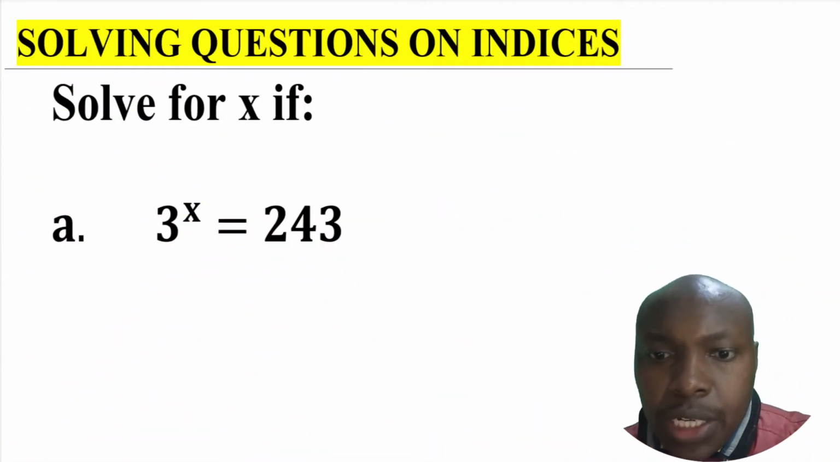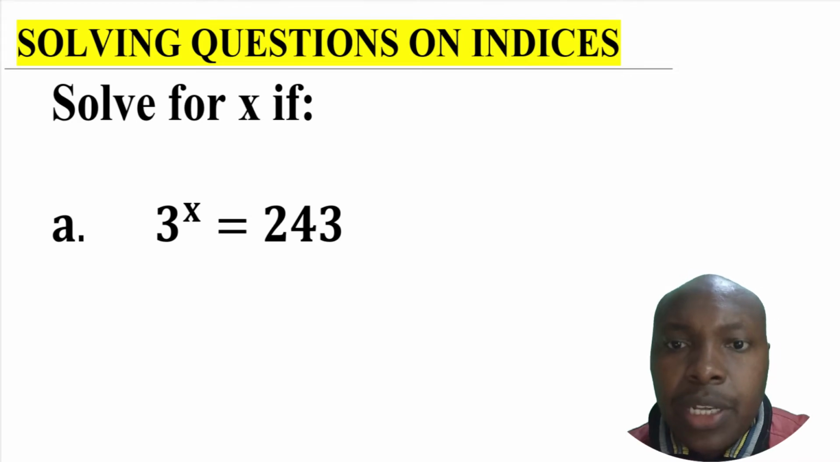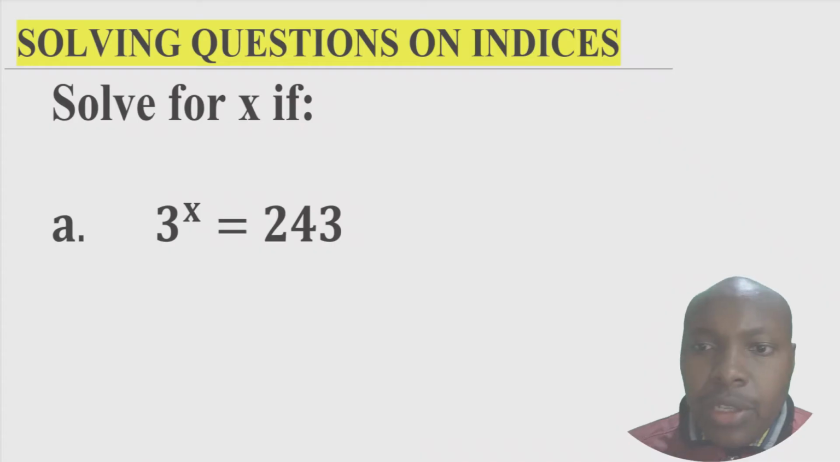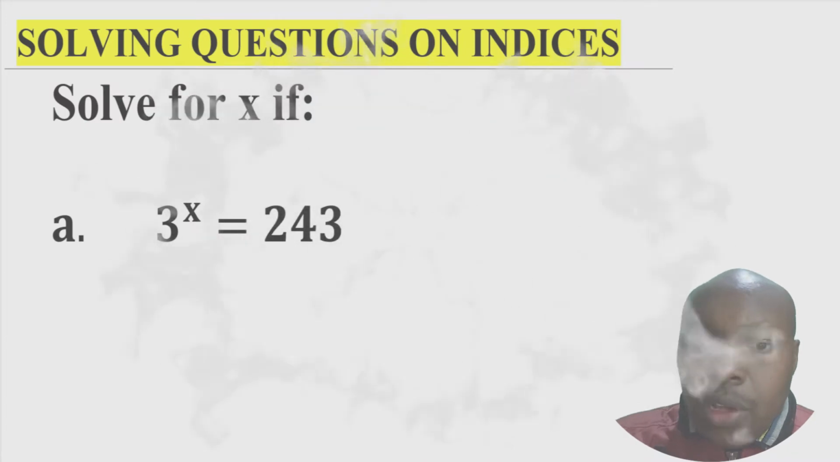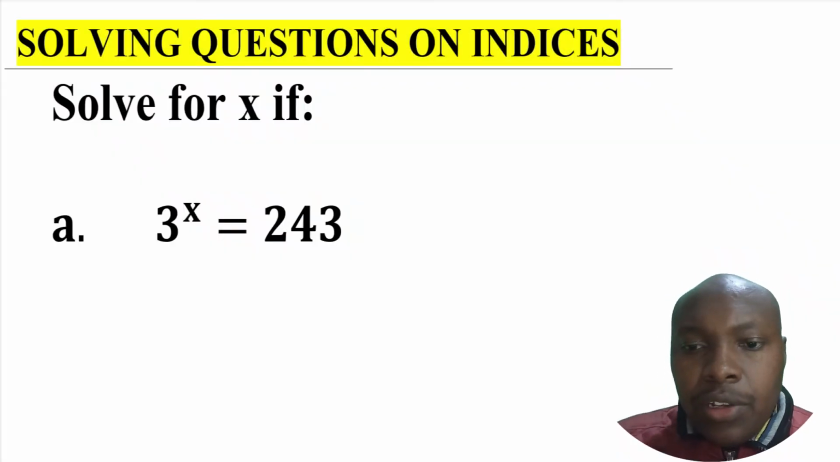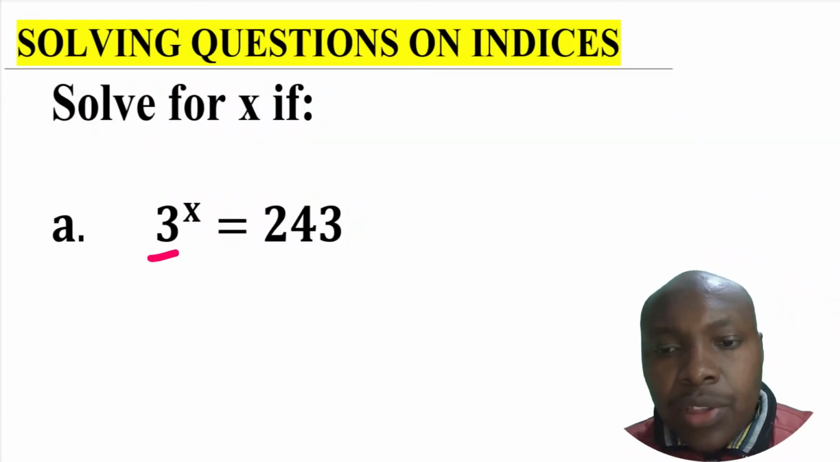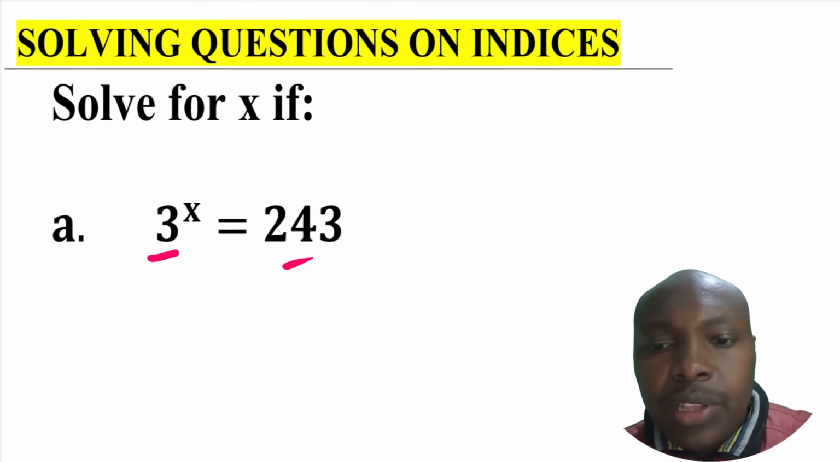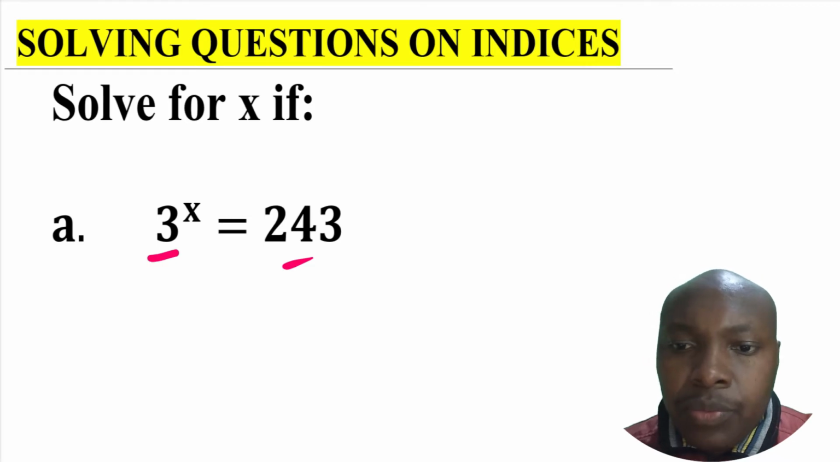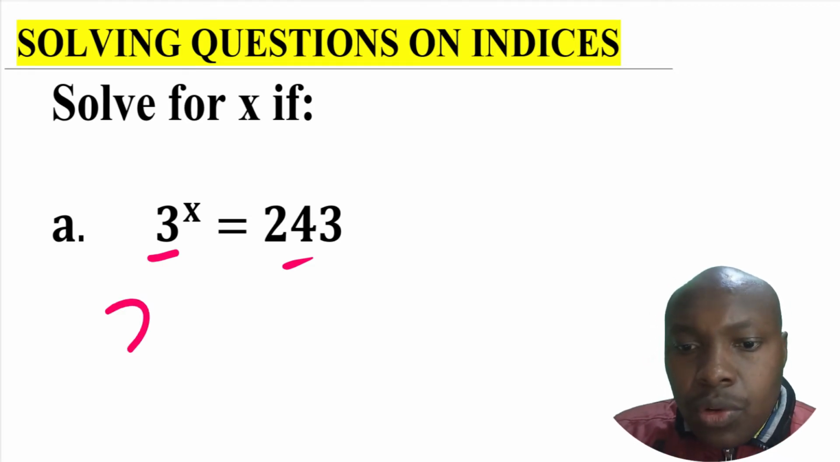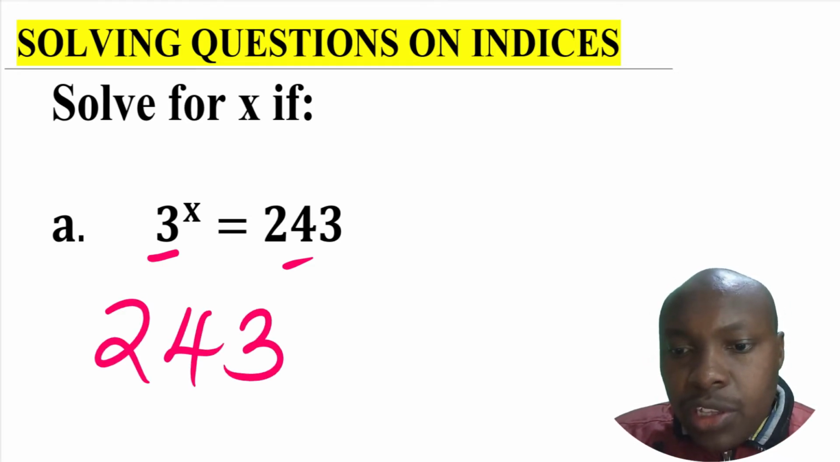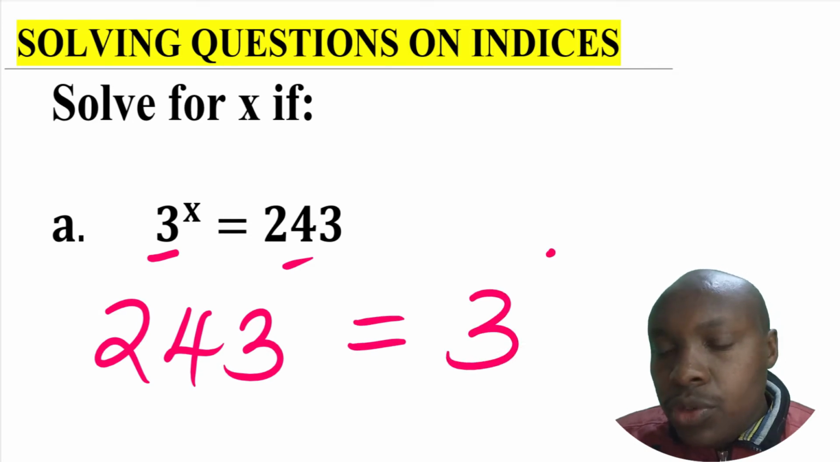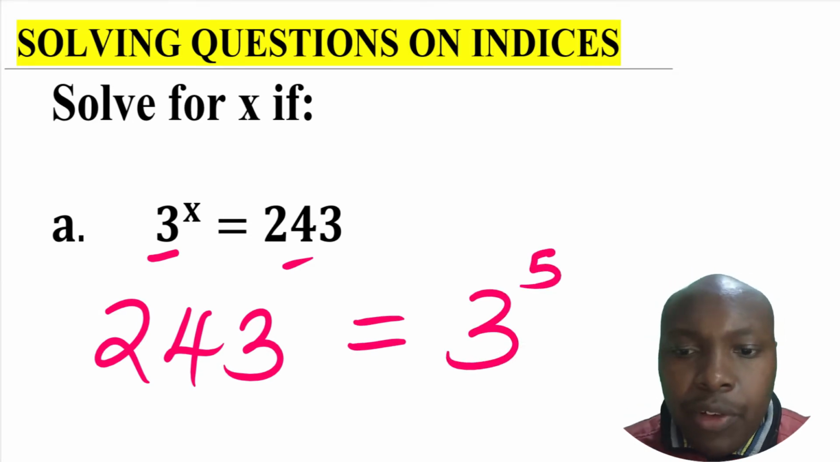Solving questions on indices. Solve for x. Part A: 3 raised to power x is equal to 243. In solving this question, looking at the left hand side, you can see it is written to the base of 3. The base is 3, then the power is x, and 243 is not written in index form. So the first thing would be to write 243 in index form, which will give 3 raised to power 5.